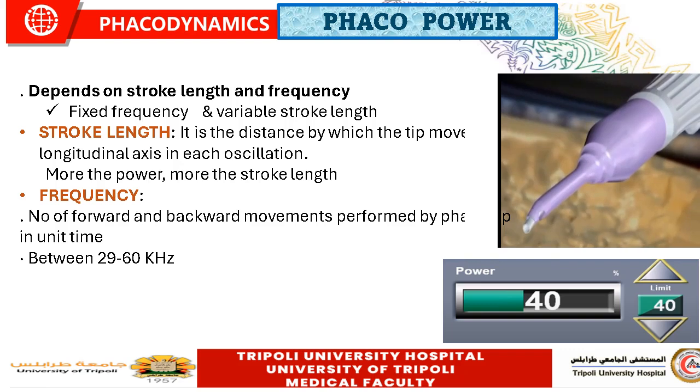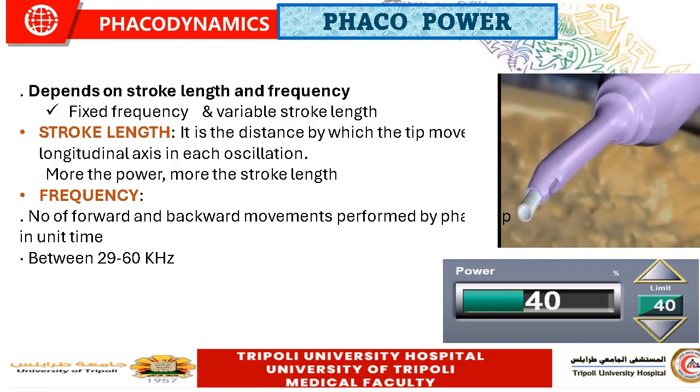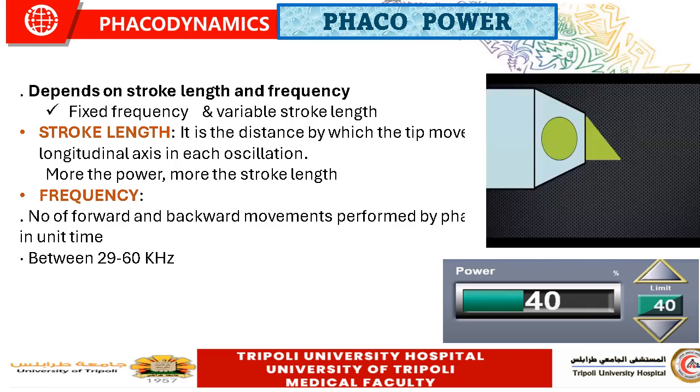Now we come to the term phaco power. What are the parameters that determine the phaco power? There are two important variables: the stroke length and the frequency. We should understand these two variables. What is the meaning of stroke length and what is the meaning of frequency?